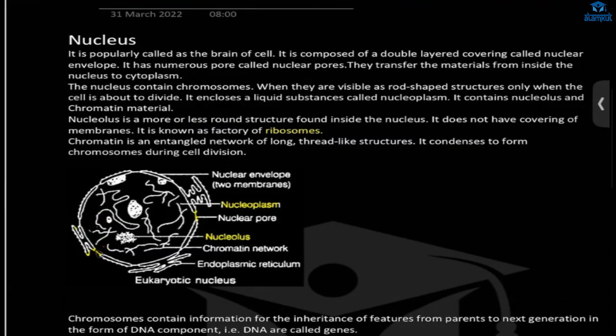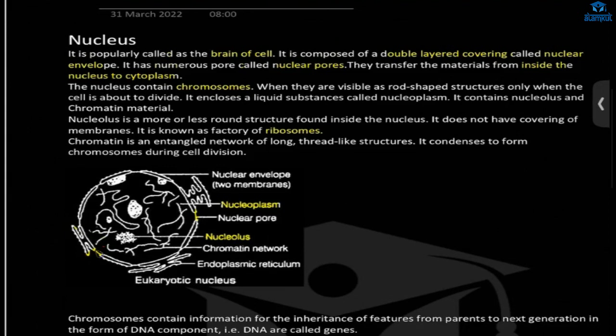So let's see. The nucleus is popularly known as the brain of the cell. It is composed of a double layer covering called the nuclear envelope or nuclear membrane. It has numerous pores called nuclear pores. They transfer material from inside the nucleus to the cytoplasm. The nucleus contains chromosomes, which are visible as rod-shaped structures only when the cell is about to divide. In the chromosomes we have genes.